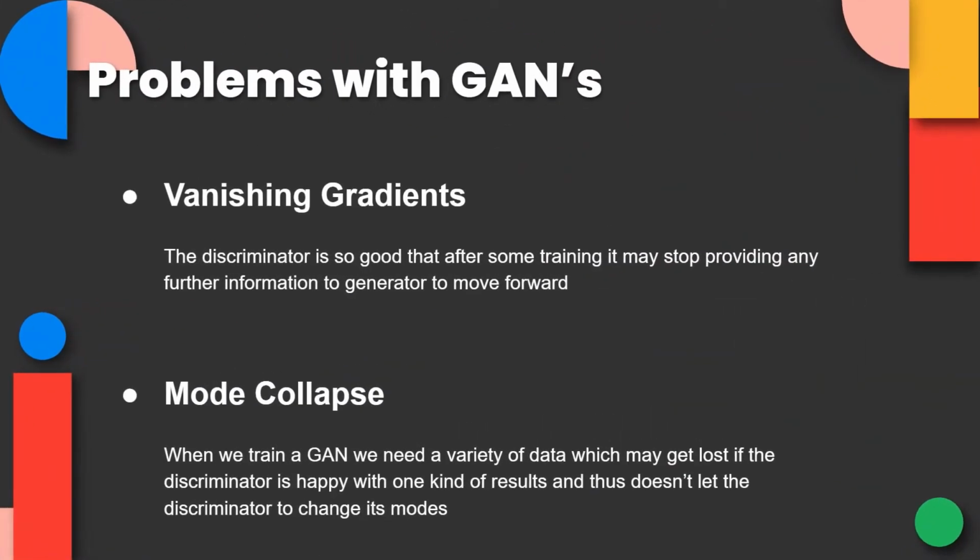Coming on to the problems with GANs, GANs actually suffer from the vanishing gradient problem. As we discussed, generators are very powerful and the discriminators are very powerful, so they sometimes reduce the difference between fake and real images so much that there is no loss function, and the gradients become small and actually vanish. So there is not much movement left for the generator. GANs also suffer from mode collapse. As GANs need a variety of data, the discriminator may be happy with one kind of result. So the variety of the dataset may sometimes get lost, which leads to overfitting.